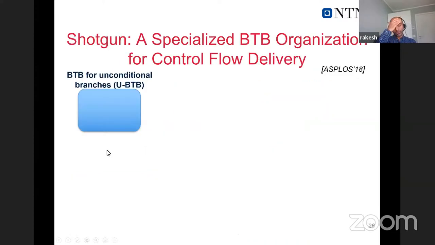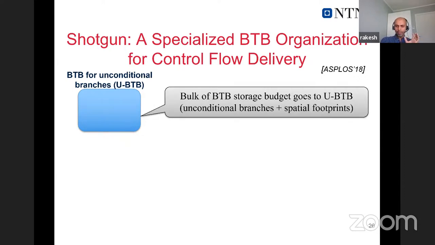All right. So this is how our new BTB looks like. So we have our BTB for unconditional branches because we want to capture unconditional control or global control flow. And the bulk of the BTB storage budget goes to this BTB. What it stores is what we have already seen, unconditional branches, plus the special footprint for conditional branches. Then we have a very small CBTB.